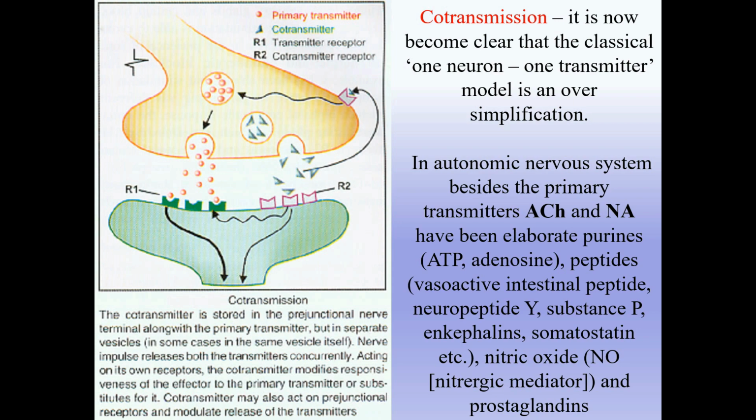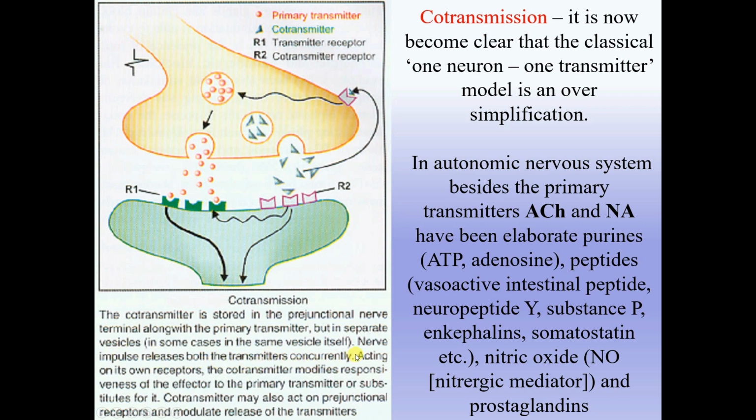Co-transmission. It has now become clear that the classical one neuron, one transmitter model is an oversimplification. The co-transmitter is stored in the prejunctional nerve terminal along with the primary transmitter, but in separate vesicles, in some cases in the same vesicle itself. Nerve impulse releases both the transmitters concurrently.